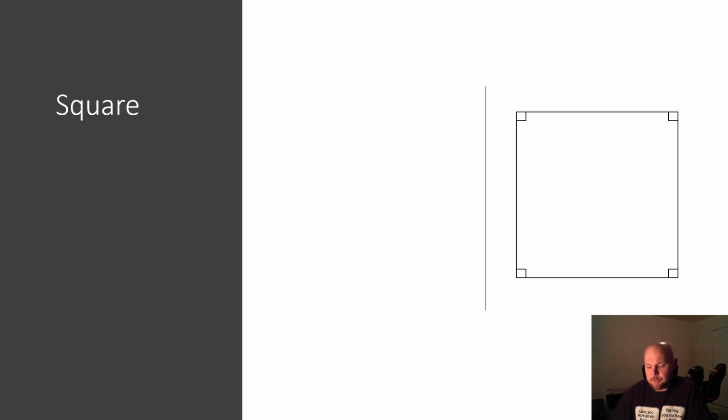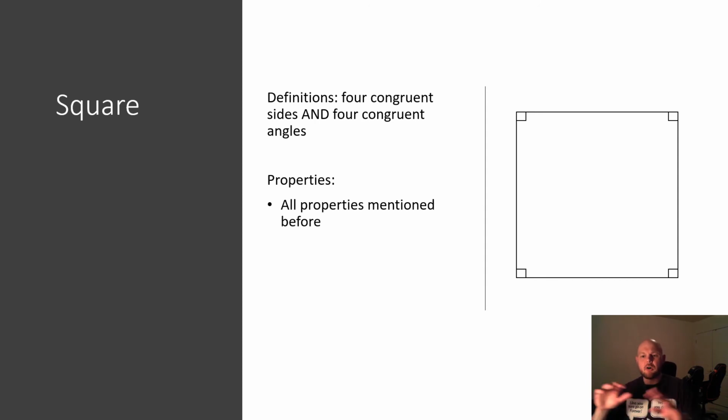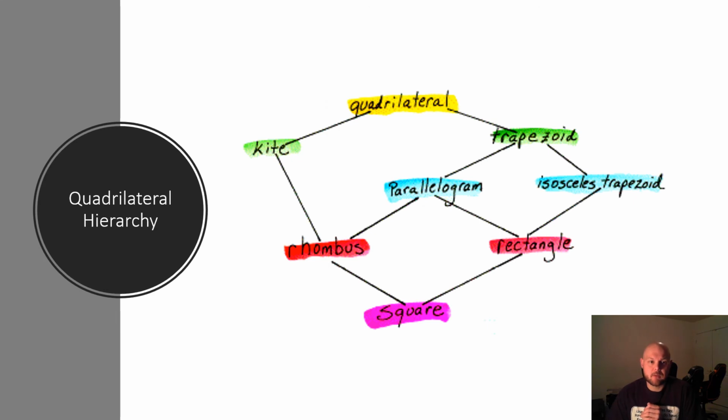Now we come to the square. Square means four right angles and four congruent sides. So the square has all the properties that we've talked about already. Opposite sides are parallel, opposite sides are congruent, opposite angles are congruent, consecutive angles are supplementary. All of those things apply to squares. And this is why we have what we call the quadrilateral hierarchy.